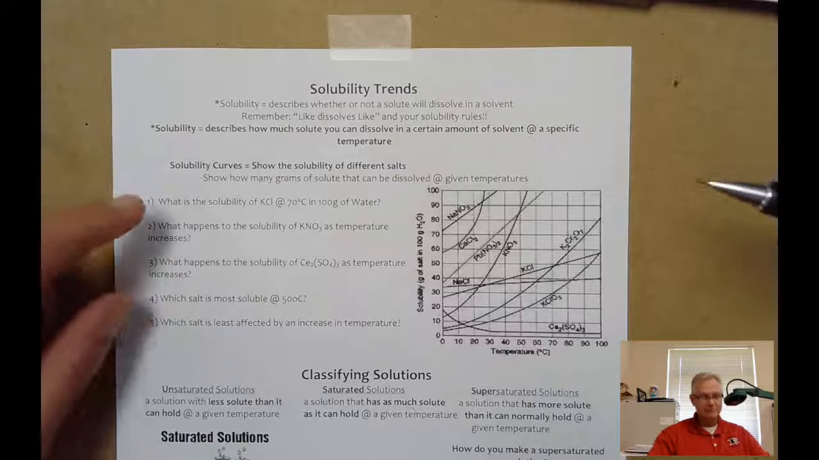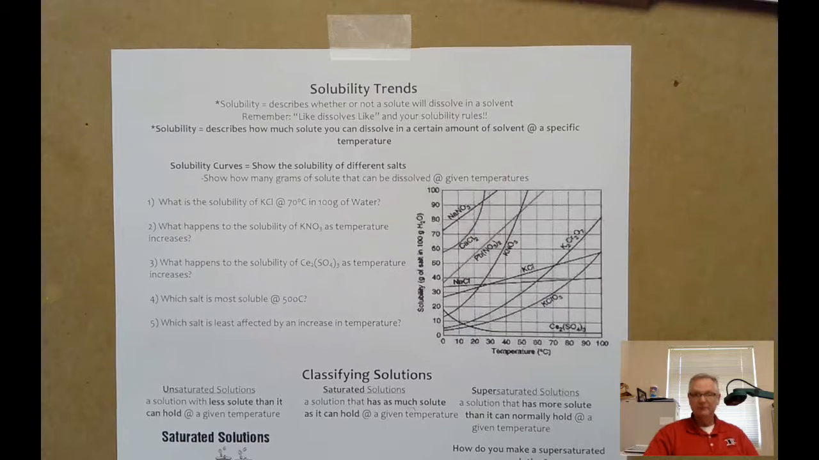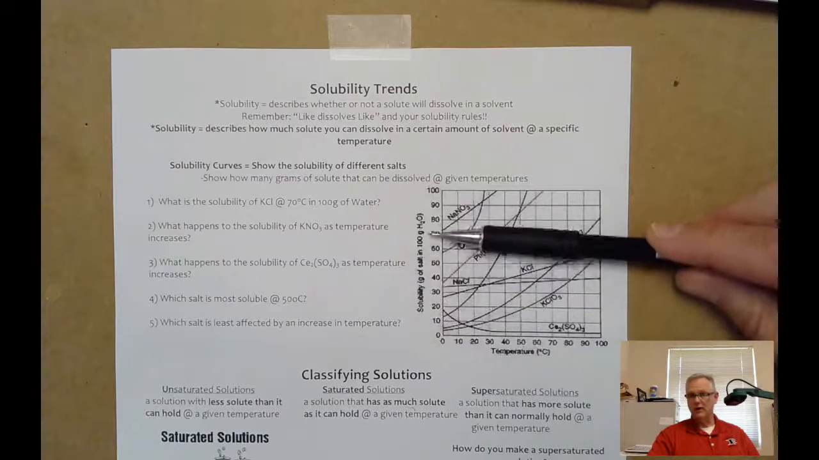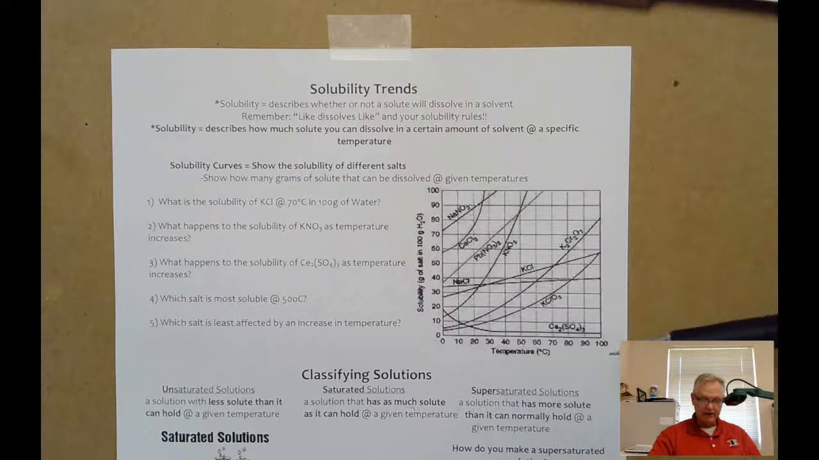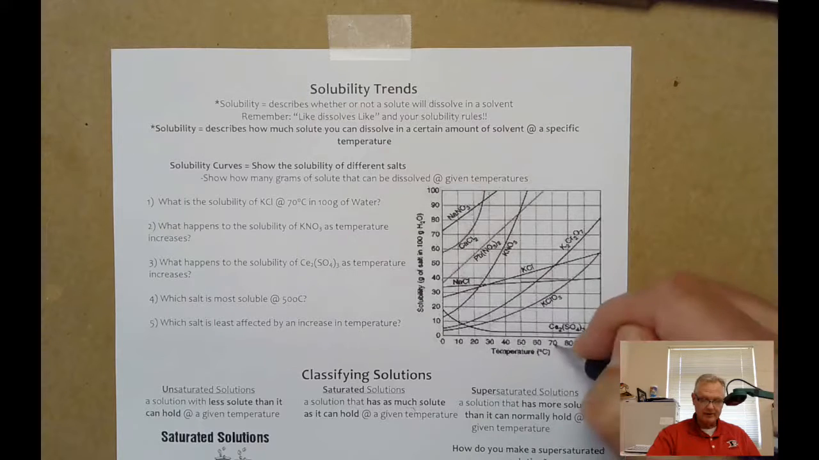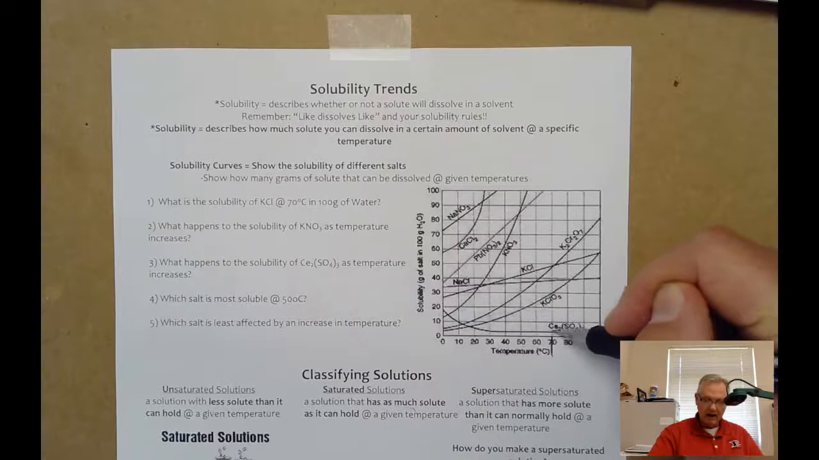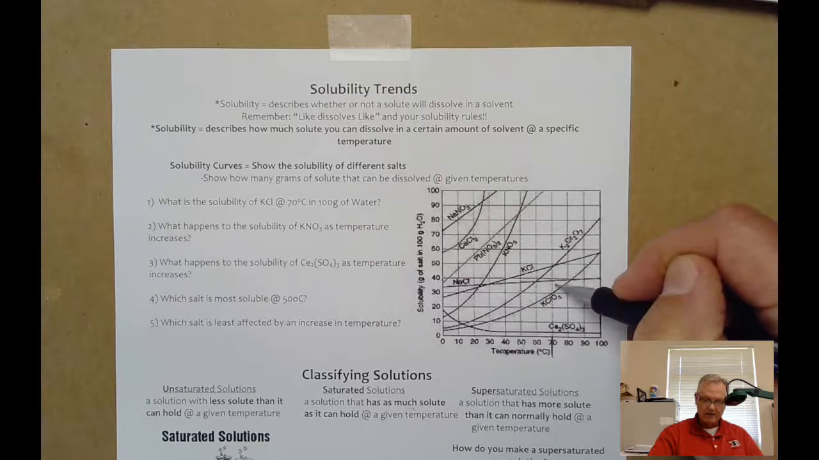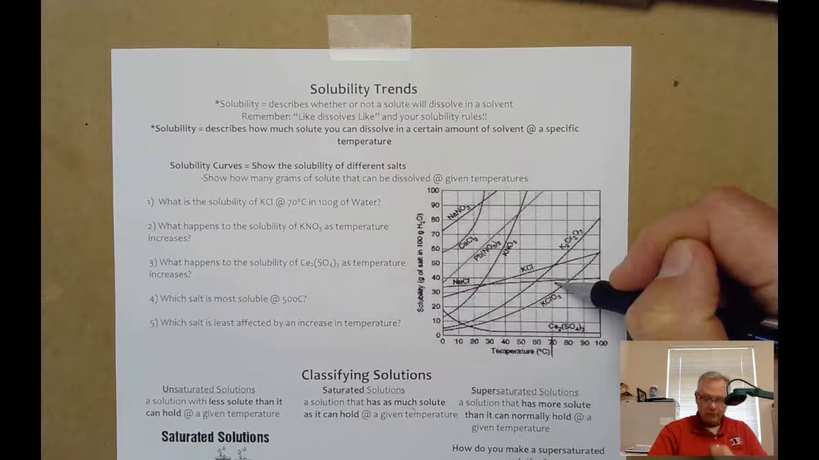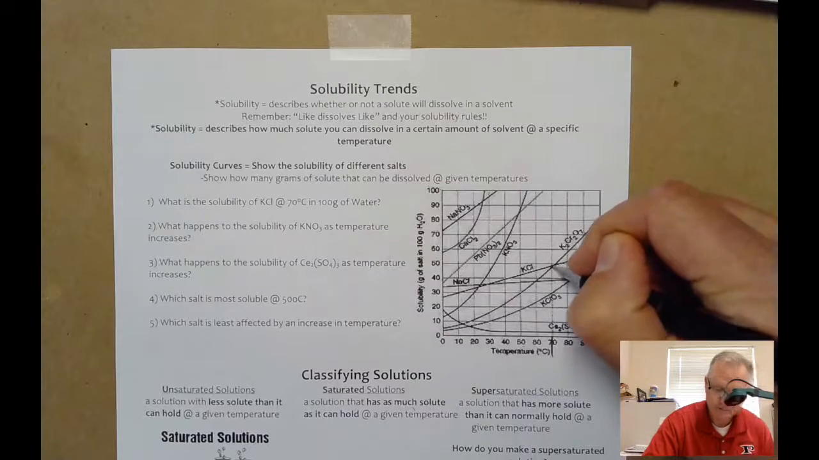All right, it says, what is the solubility of KCl at 70 degrees in 100 grams of water? The 100 grams of water is what our y-axis is measured in. So let's turn over and look. Here we said 70 degrees, so that's going to be this line right there. We're going to follow that line up until it crosses the KCl line. There's the KClO3, there's the NaCl, and then right here at this point is going to be the KCl.